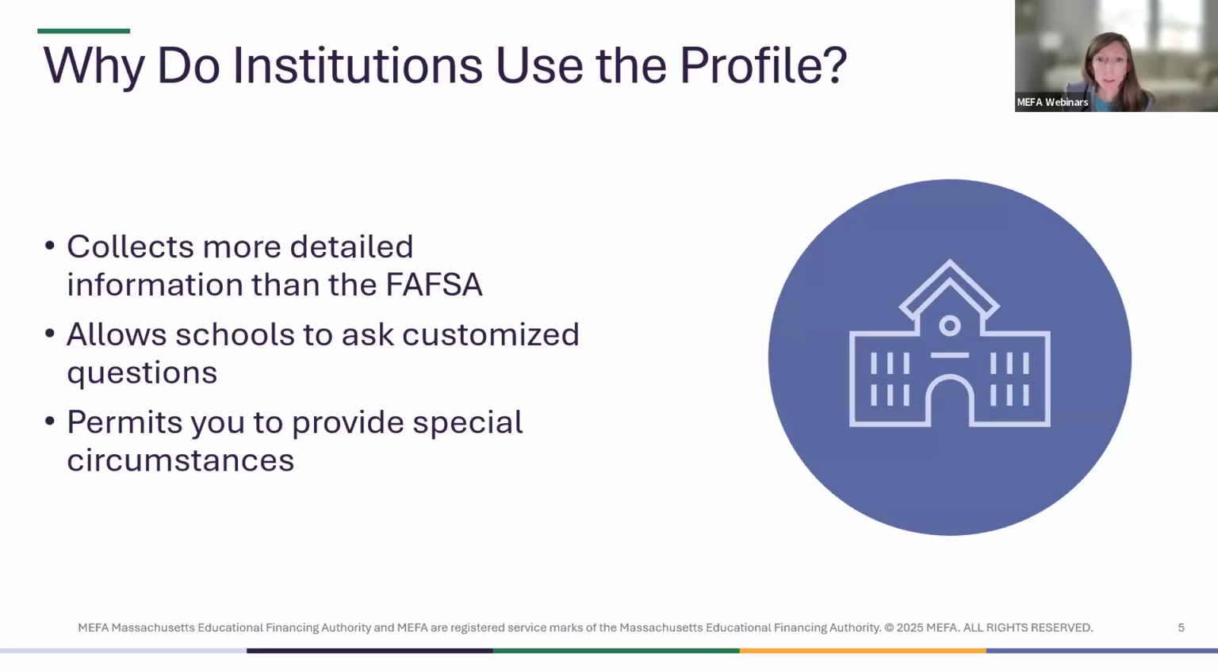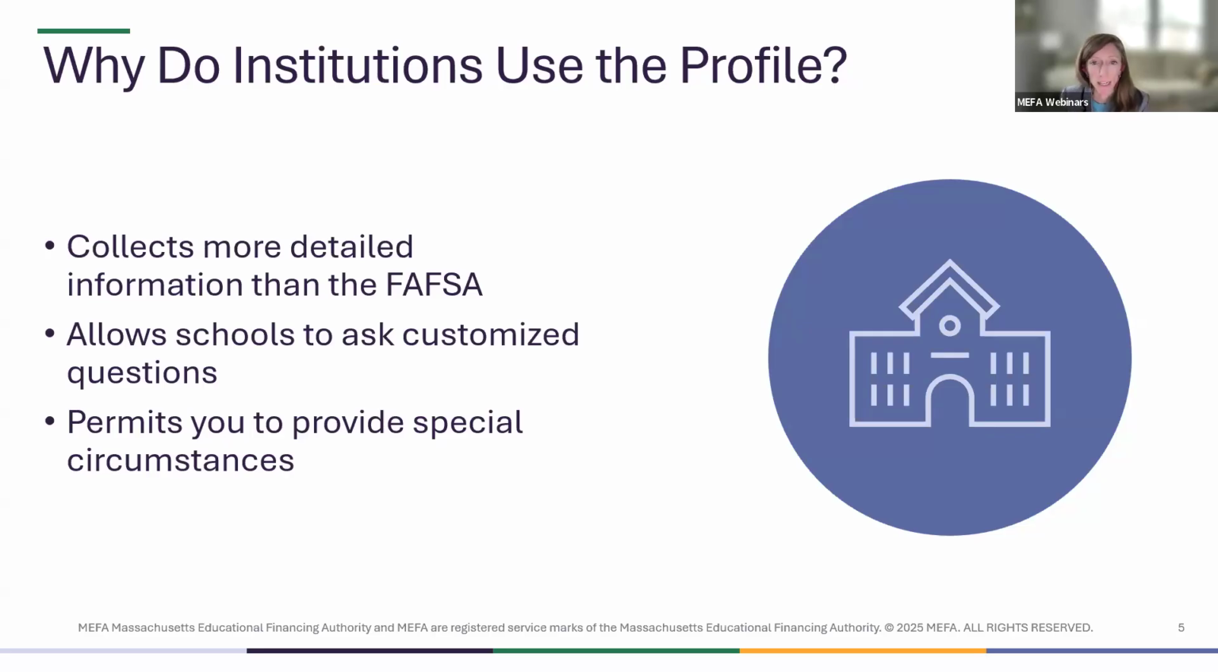It also permits you, the family, to write in special circumstances. Let's say you have a really large expense that isn't really asked about on the FAFSA or the CSS Profile. With the FAFSA, there's nowhere for you to write a note to the financial aid office saying, we want you to know about this extra expense, or we want you to know about this one-time blip in our income. With the FAFSA, you have to send a note to the financial aid office separately.